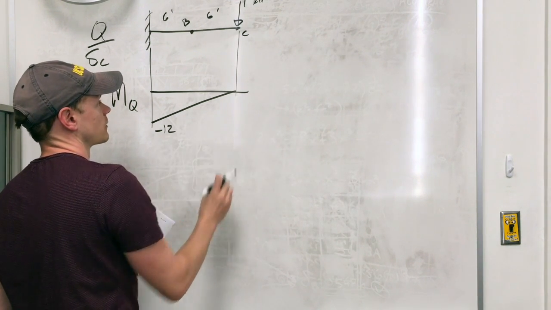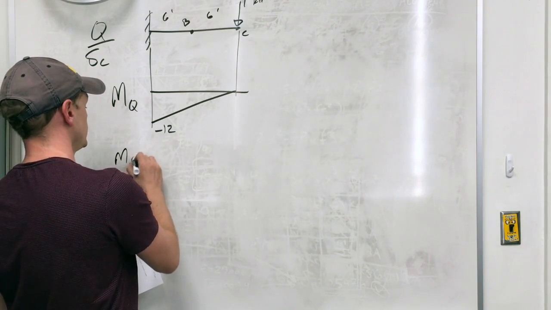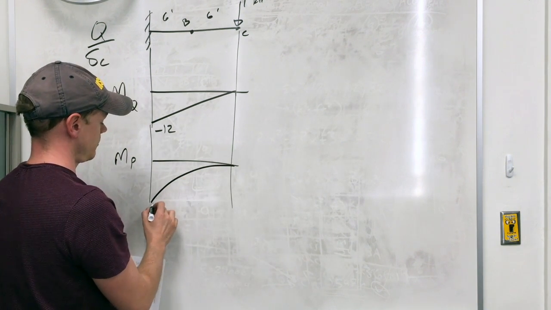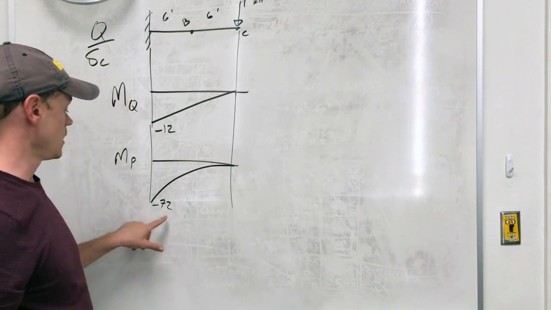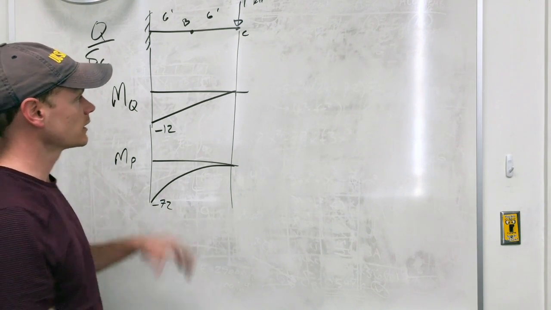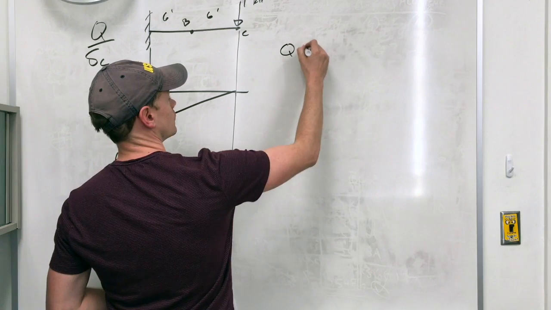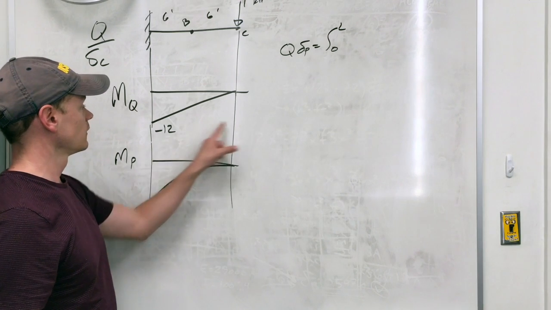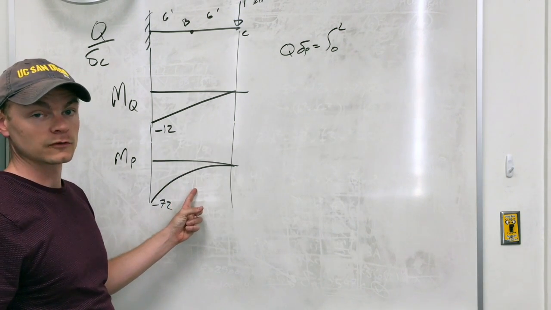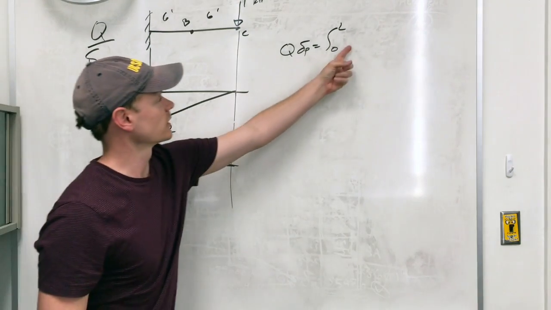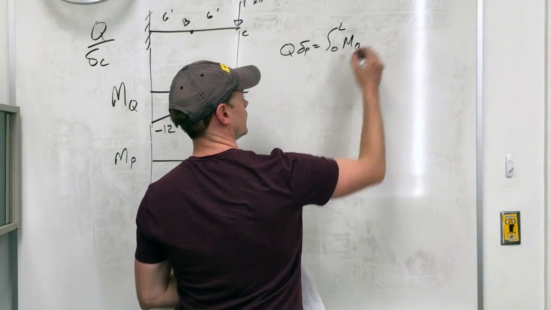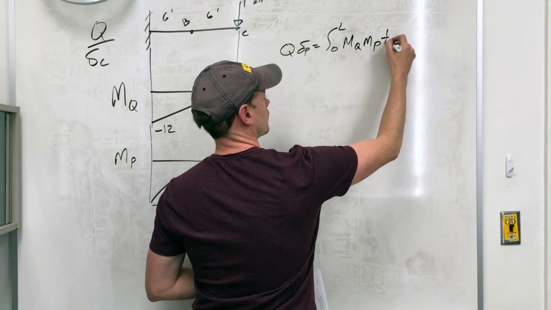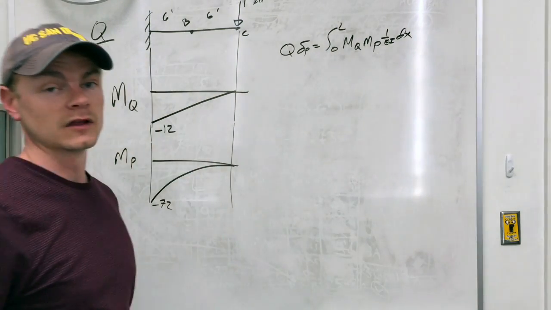So I have two options here. If you remember, the MP was something like this, a parabola with negative 72 on the left side. Now, I can go ahead and do Q delta P. I can evaluate the integral here. The full length has a continuous moment diagram, so I can take this equation, plug it into MQ, and take this equation and plug it into MP. And I can evaluate the integral just like I did in the last step.